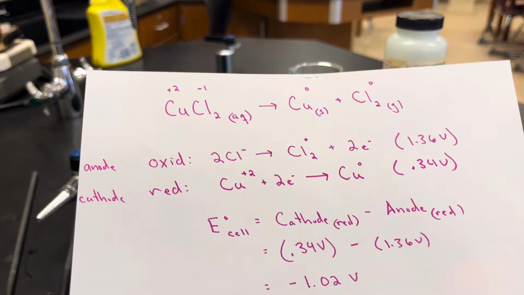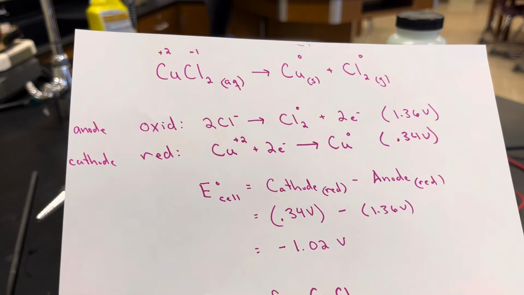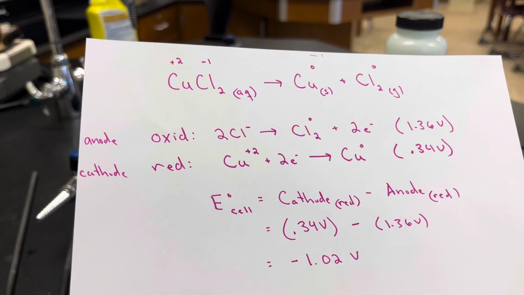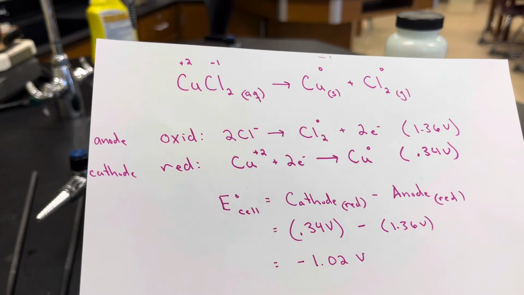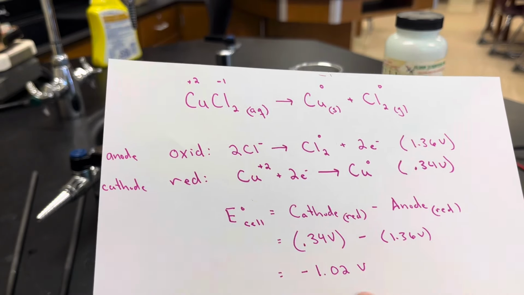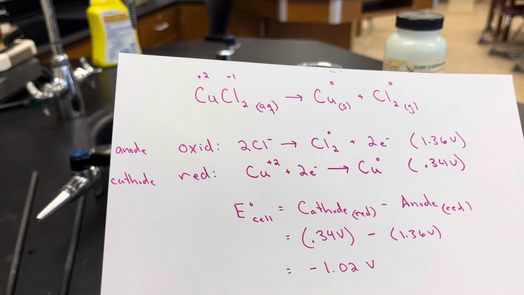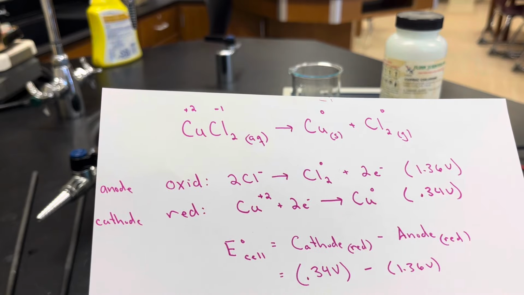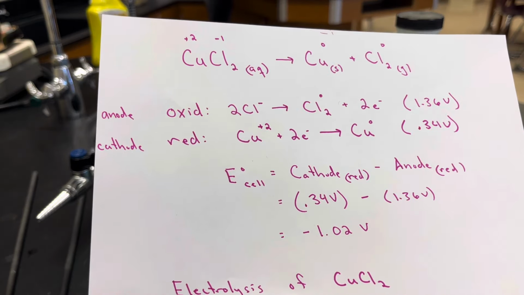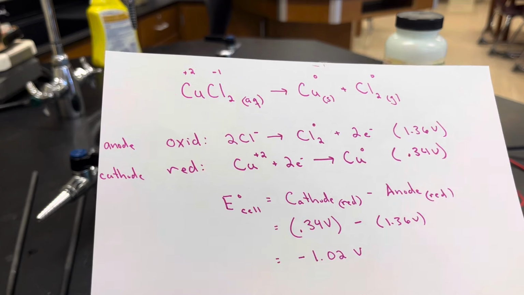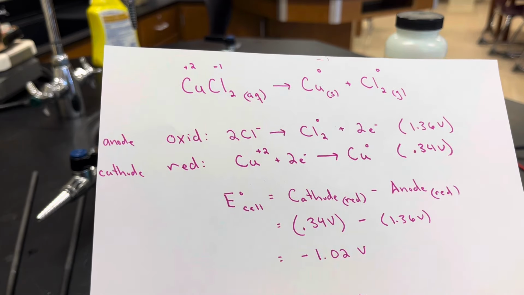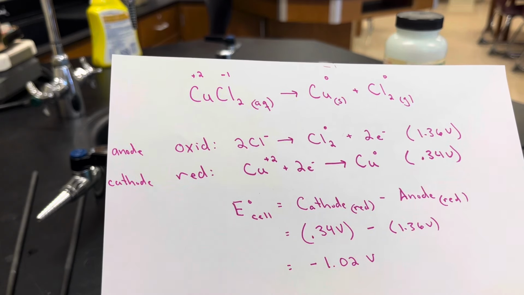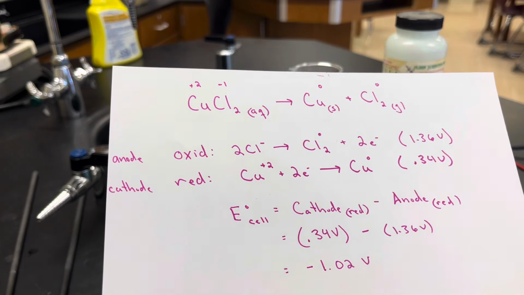Now, when we calculate the cell potential, we find out that when we take the cathode minus the anode, we get a cell potential of -1.02 volts. Now, this negative sign in front of E cell tells us that this chemical reaction doesn't like to go in this direction. Remember, E cell would have to be positive in order for that reaction to take place. But since it's negative, this chemical reaction does not like to take place on its own, naturally, okay?